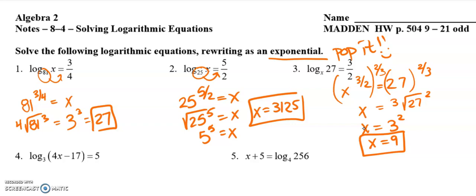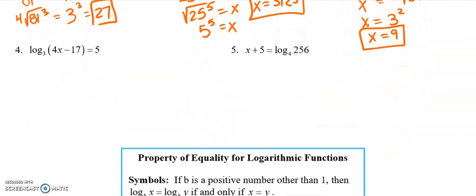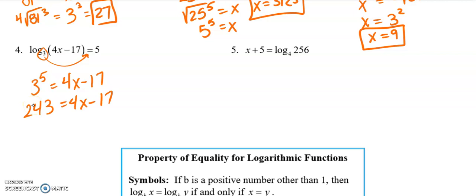Next up, number 4. We have log base 3 of 4x minus 17 equals 5. So a little bit different because there's a little bit more going on. We're going to solve it the same way. Rewrite it as an exponential. 3 to the 5th equals 4x minus 17. 3 to the 5th power is 243 equals 4x minus 17.